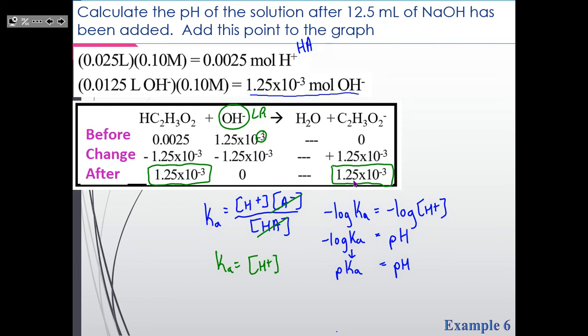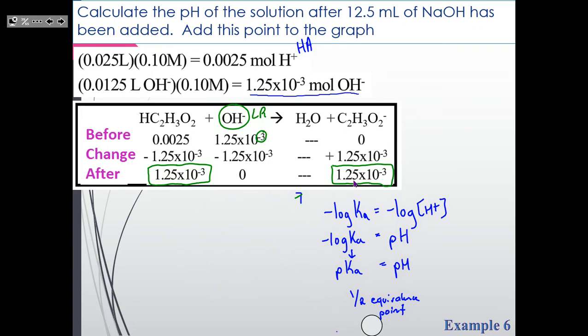Okay, so this gets us to a point which we call the half equivalence point, when we have a perfect buffer solution: the same concentration of weak acid and conjugate base. So I'm going to erase this. Let's continue on. Make sure you have this in your notes.